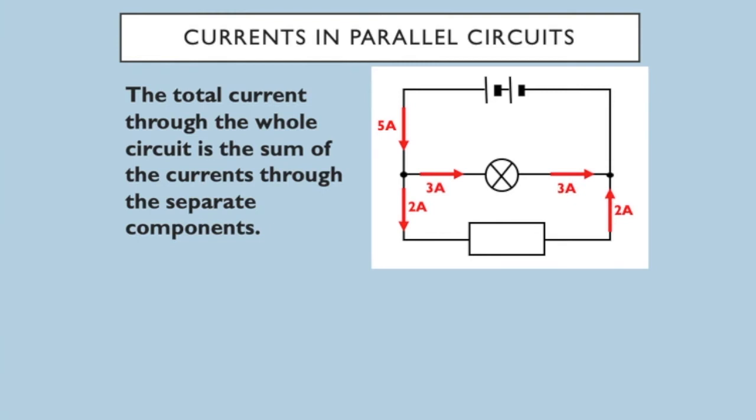Now 3 amps will flow through the filament lamp, and 2 amps will flow through the resistor, and so when they hit the next junction, they add back up again to 5 amps. Let's have a look at that in a simulation.